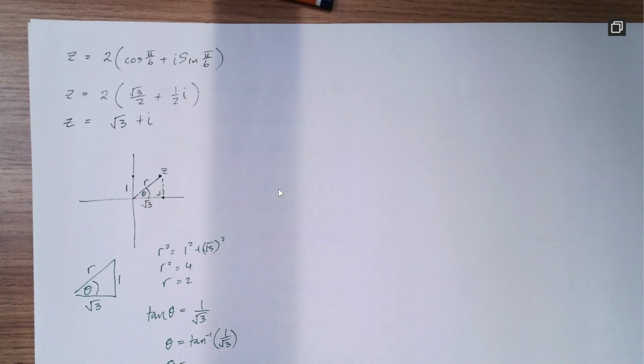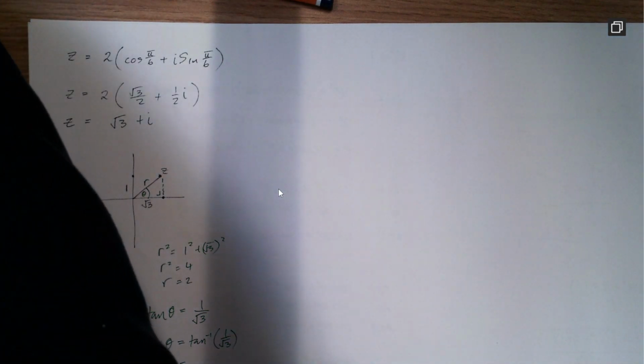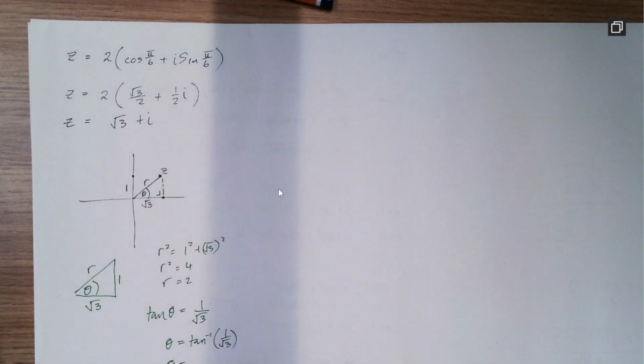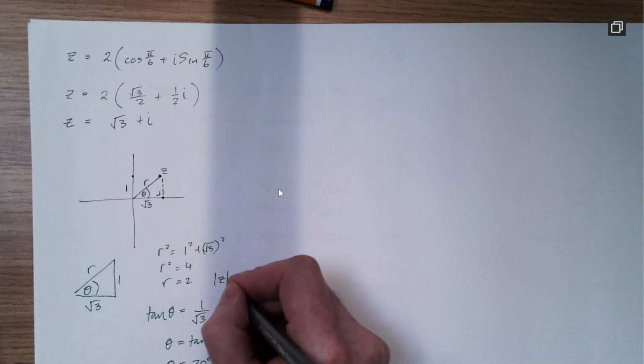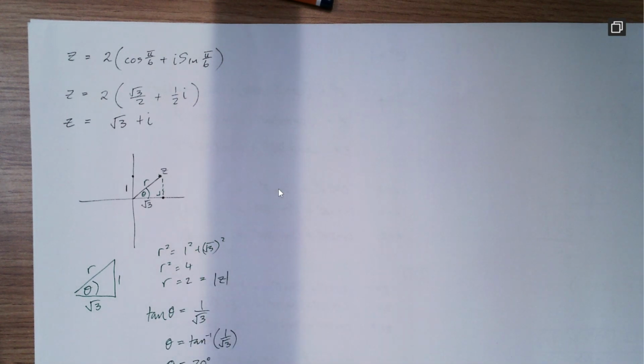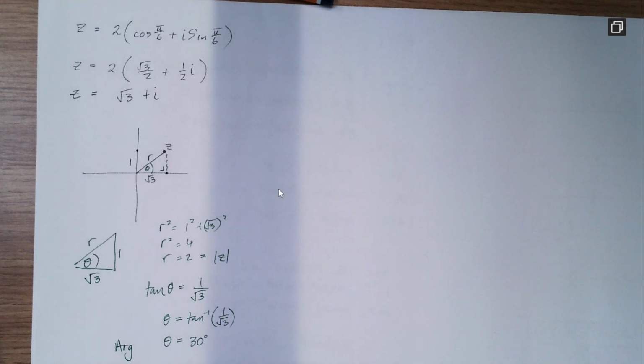Inverse tan of 1 over square root 3. That's your argument. The modulus of z is r, and the argument is the angle in degrees.